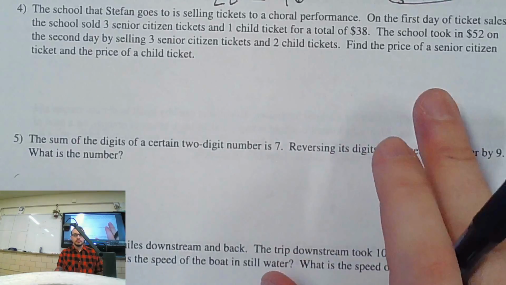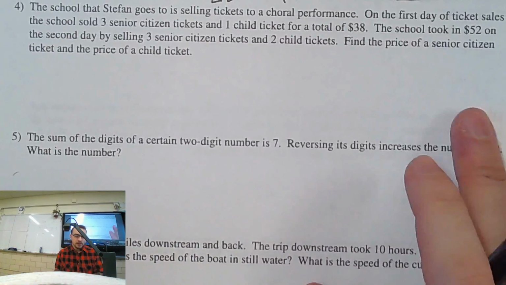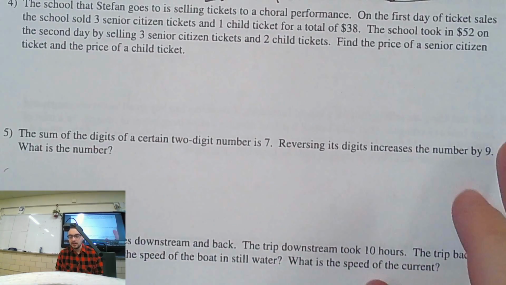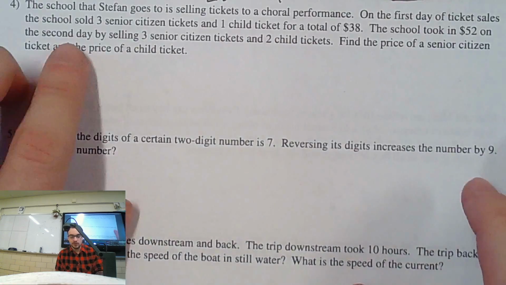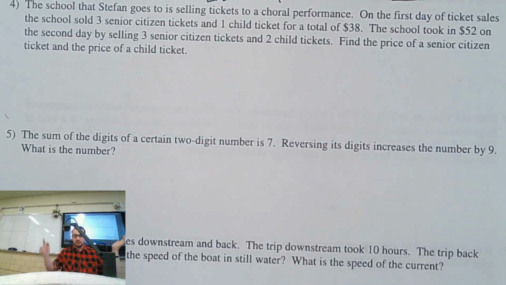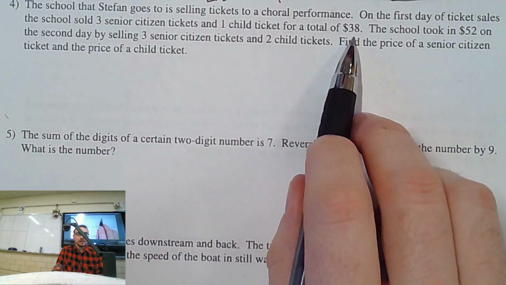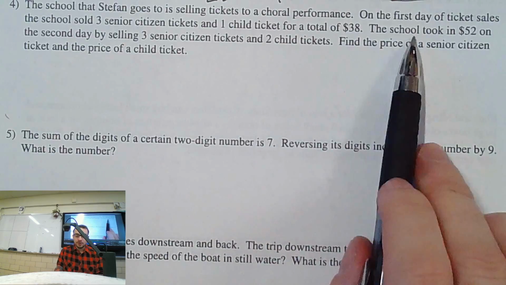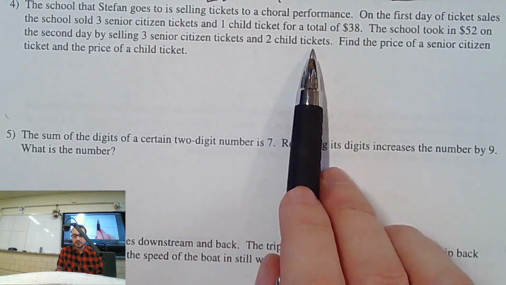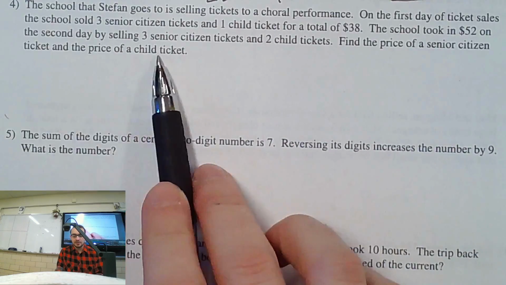Number 4. The school that Stefan goes to is selling tickets to a choral performance. On the first day of ticket sales, the school sold 3 senior citizen tickets and 1 child ticket. So we have 3 adult, 1 child, and a total of $38. The school took in $52 on the second day by selling 3 adult tickets and 2 child tickets. Find the price of the adult ticket and the price of the child ticket.